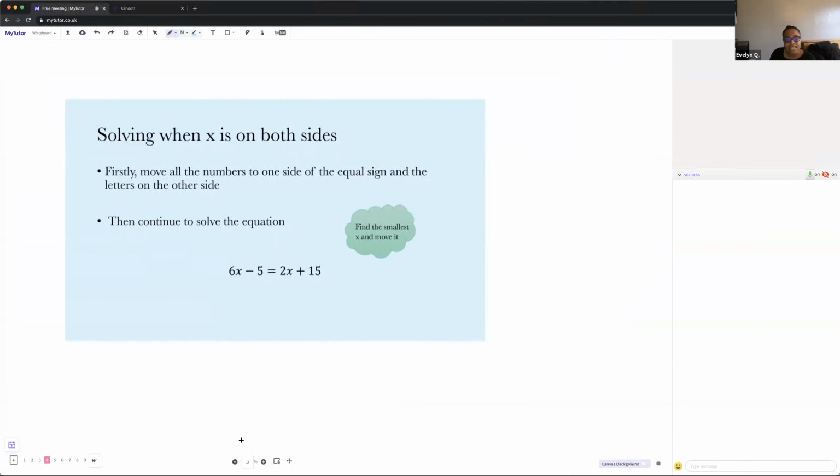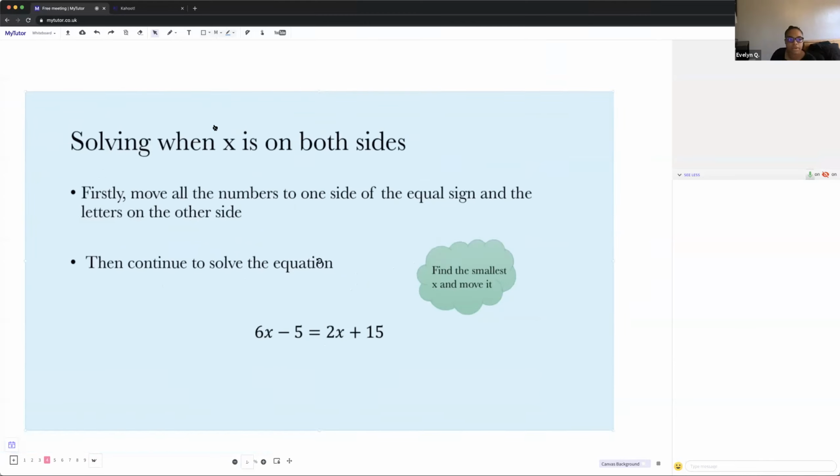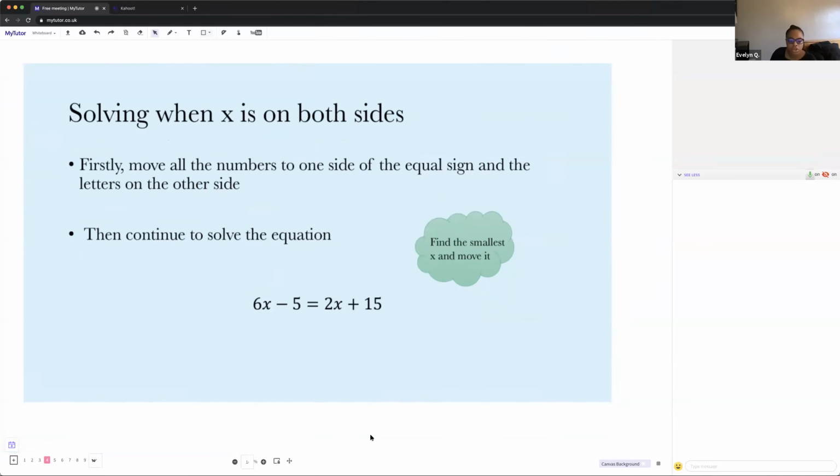So the next one is when x is on both sides. Let me zoom in a little bit. Here we go. When x is on both sides, the best thing to do is to get all your x's on one side and all your numbers on the other side, and then we will be able to solve for x. So it will end up looking like the ones that we were solving before. Firstly, move all the numbers to one side of the equal sign and letters to the other side, and then continue to solve. I've put a tip here: the easiest thing to do is to find the smallest x and move it.